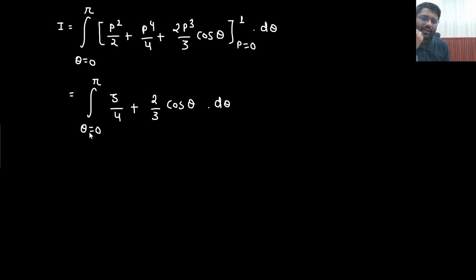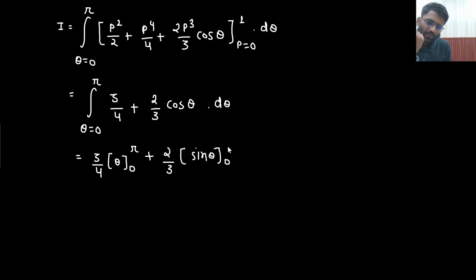Now you need to integrate cos theta from 0 to pi. For 3 by 4 the integration of d theta will be theta only, from 0 to pi. Then 2 by 3 times the integral of cos theta, which will be sin theta from 0 to pi. So what will be the answer? Sin pi minus sin 0 will be 0 only, and here you will get 3 pi by 4. This is the integral answer I you are getting.